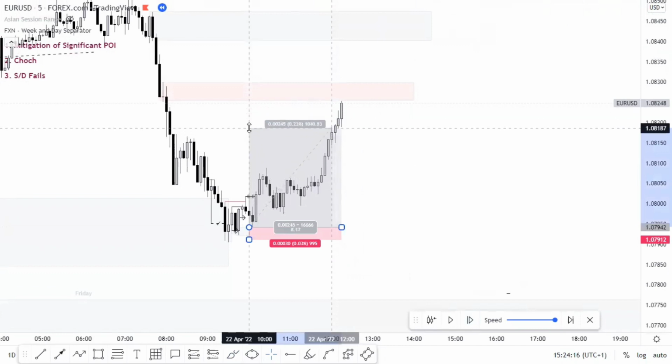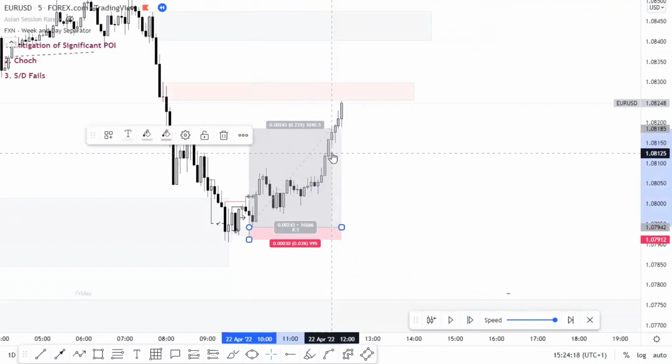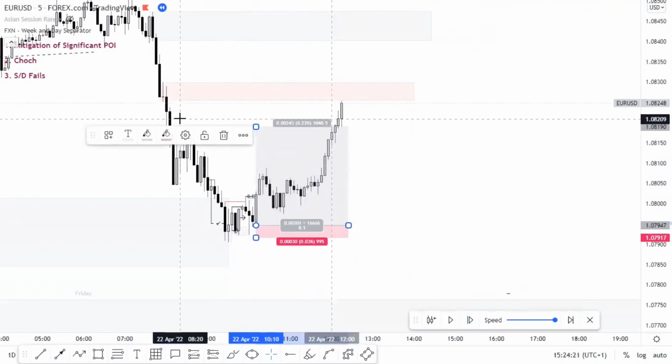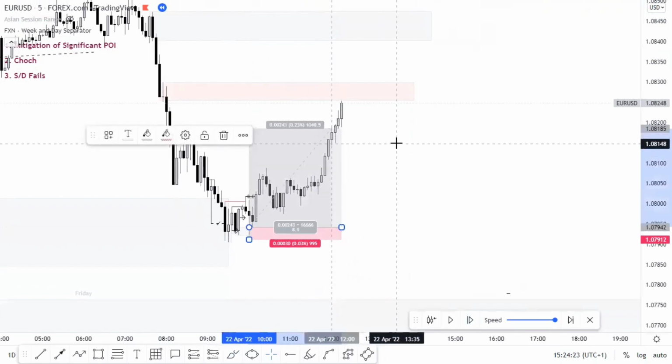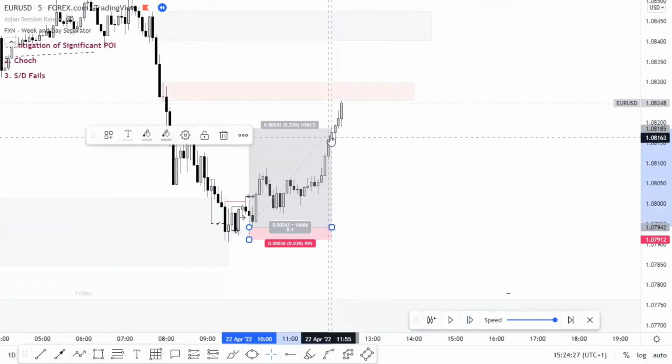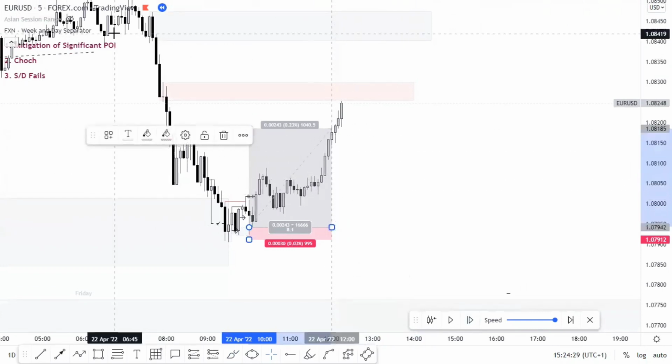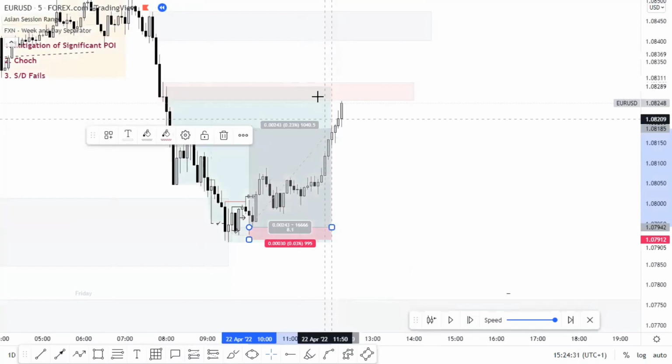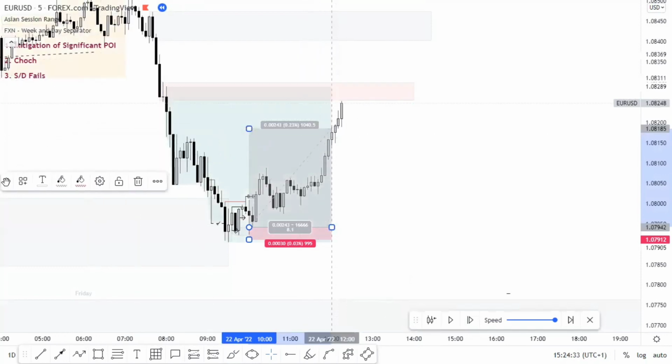It was around 8R. This ruler. Oh sorry, control. It was around this time, 12 o'clock here, that I moved out of this trade with 8R. And if you can see from my Asian session range, this indicator actually ended here, and that was the time I moved out of the trade.